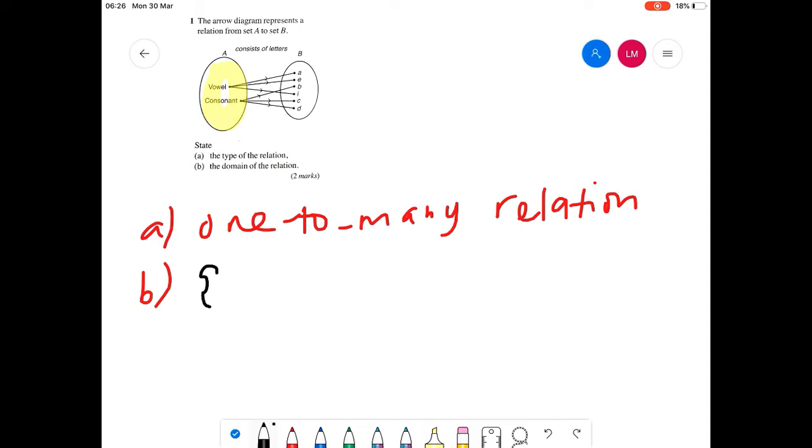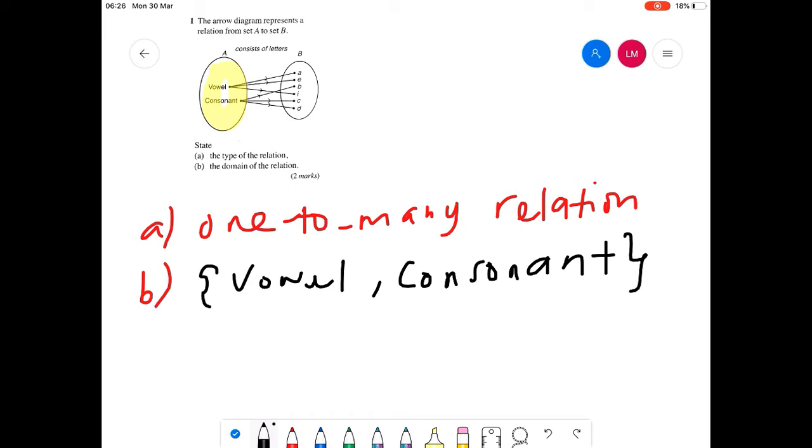So now your answer will be in set notation: vowel, consonant, vowel and consonant, and then set notation. If the question is asking for the codomain, then your answer will be all the letters here with set notation.